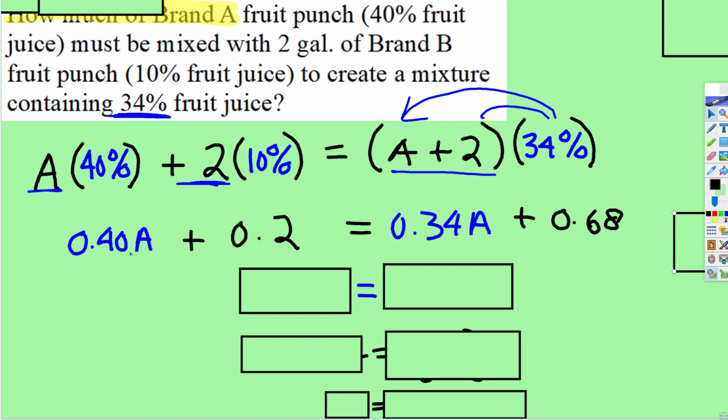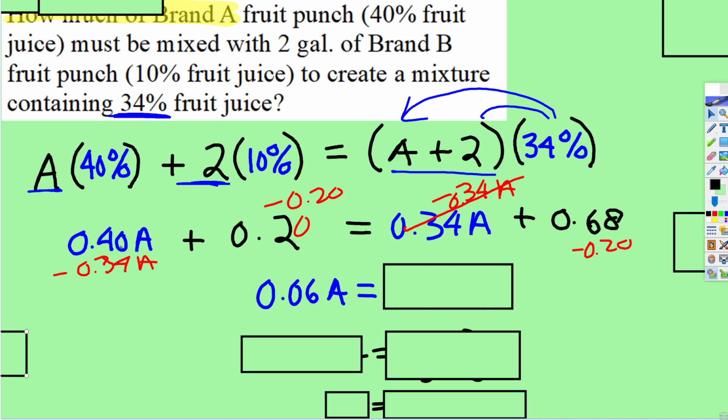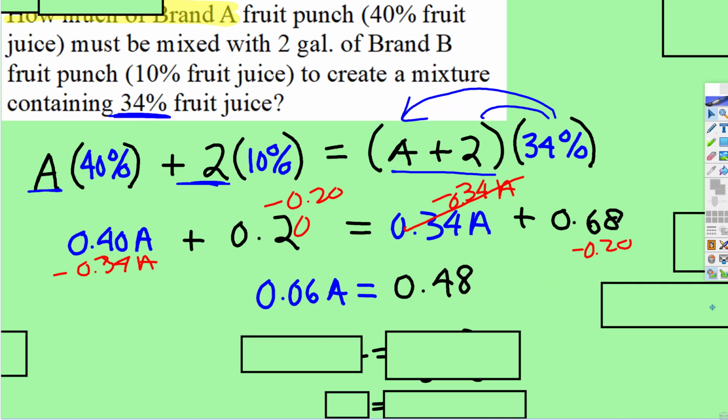And I color-coded it. Get the A's to one side. Since this is smaller, probably a good idea to subtract 0.34A from both sides. That cancels, so we'll subtract 0.20. And when we do that, 0.40 subtract 0.34 is 0.06A. 0.68 subtract 0.20 is 0.48.